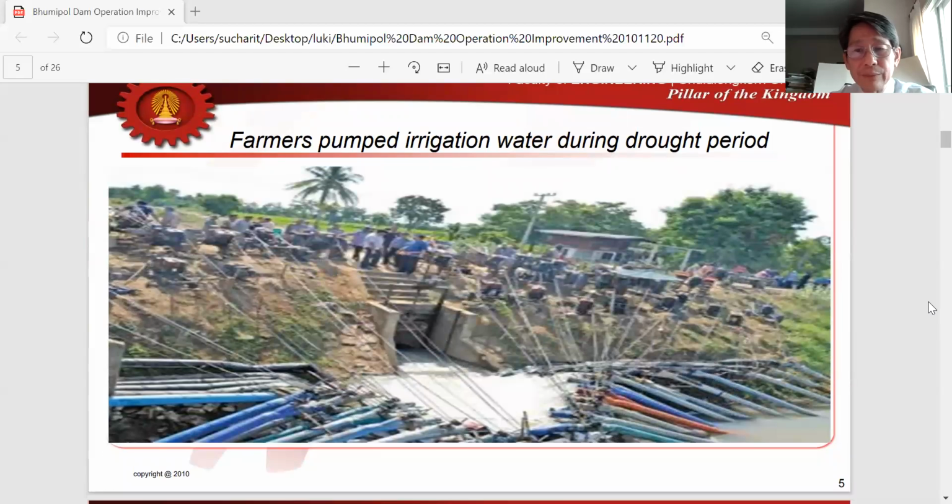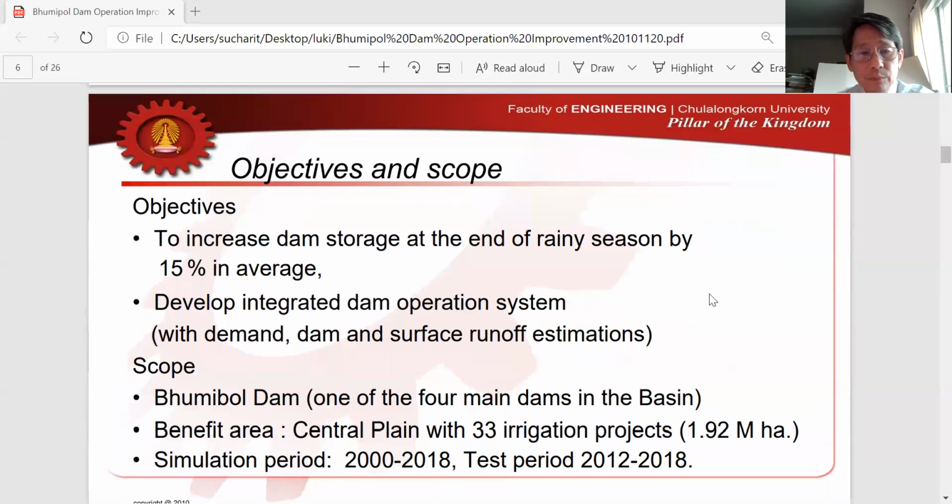So this is a picture of when we have drought. You can see the farmers are trying to pump irrigation water to their farms. There is a lot of demand with limited resources. So it sometimes causes not only economic but also social conflict in society. So in this study, we are trying to solve this kind of drought situation, to soften the problems.